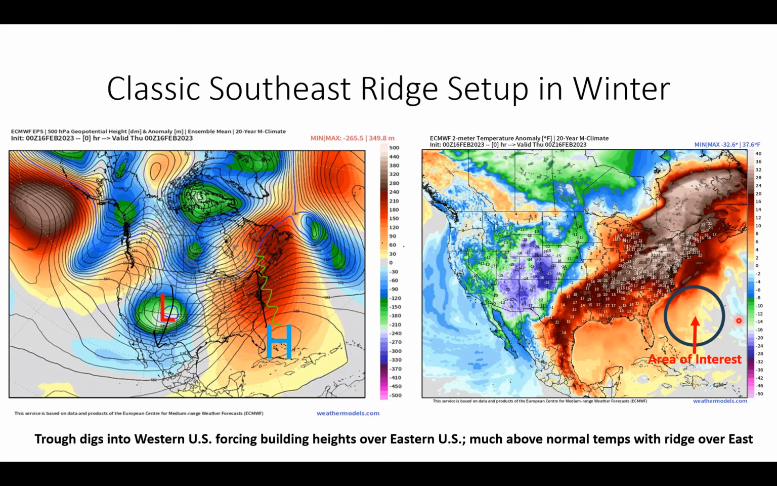Now, I did want to mention that this circled area here in the right-hand graphic is my area of interest for this presentation. This is the area where we're looking at whether there's a southeast ridge or not.